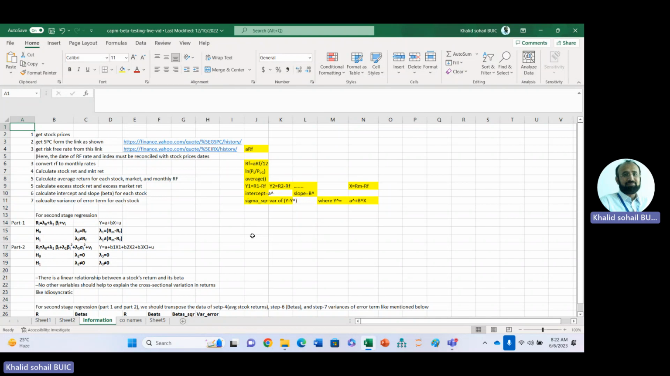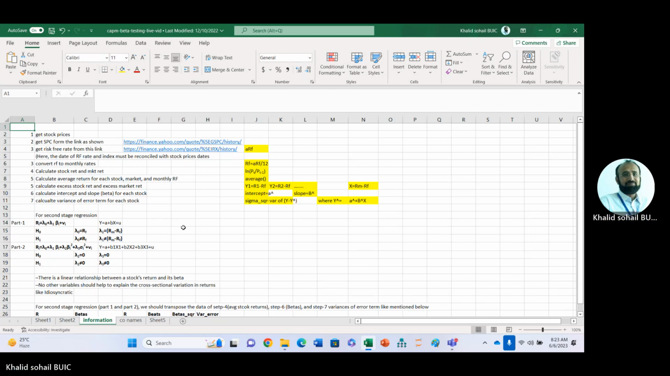To test the CAPM model, first we test it as a single model. So there is a procedure, but before going to that procedure, first we should have the data. In this video, first I will explain what the procedure for testing the CAPM model is, and in my second video, we will take the data and test this CAPM model.